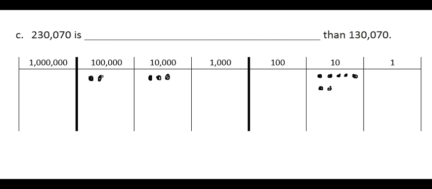Now that's what the place value chart looks like for our original number. Now, how would that compare to the second number? Well, the second number only has 1 in the 100,000s place. To show the second number, I would have to cross off one of my 100,000s. The rest of the digits match. I have 3 in my 10,000s place and 7 in my tens place. That tells me that my original number is 100,000 more than 130,070 because I had to take discs away to show the 130,070.